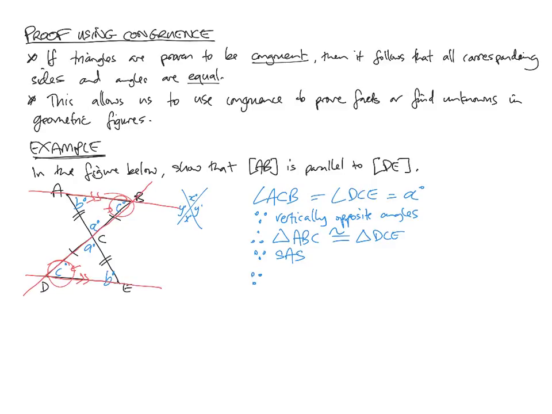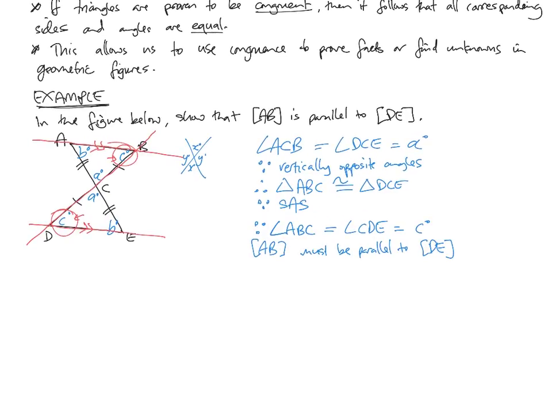So because angle ABC is equal to angle CDE, and we called it C degrees there, AB, nope, that's the wrong symbol there, AB must be parallel to DE because of the geometric reasoning idea of equal alternate angles, or the rule alternate angles.